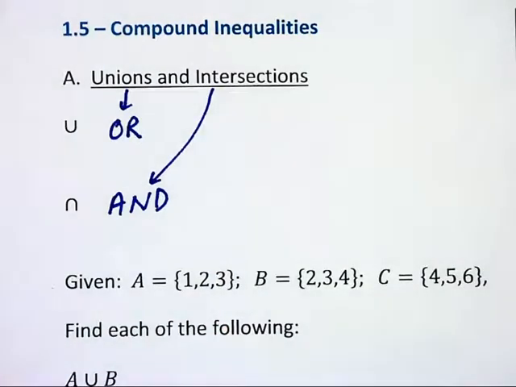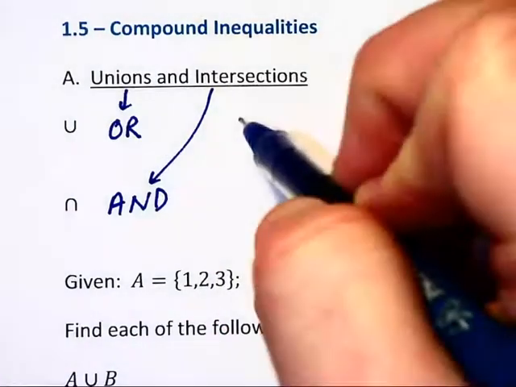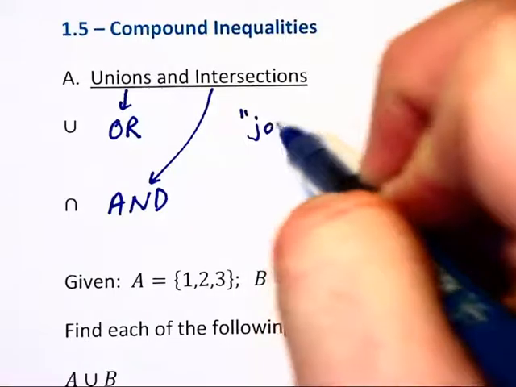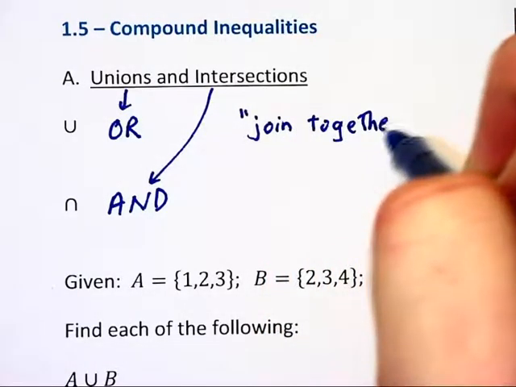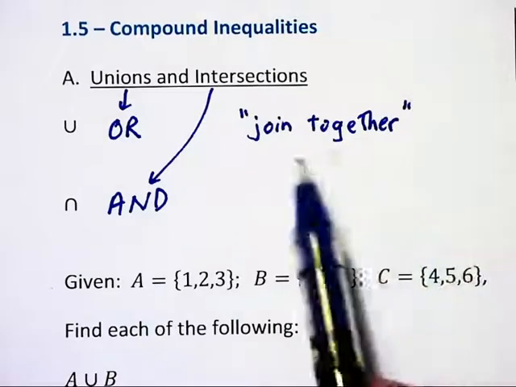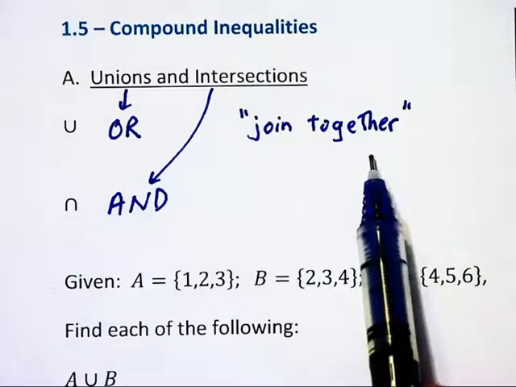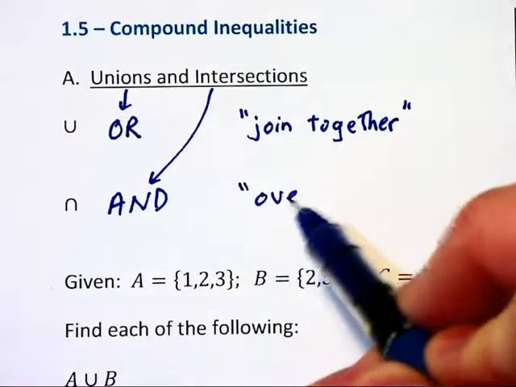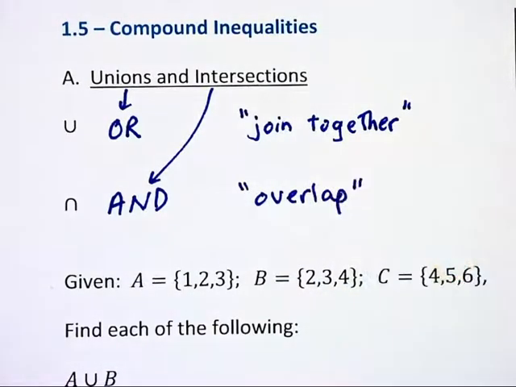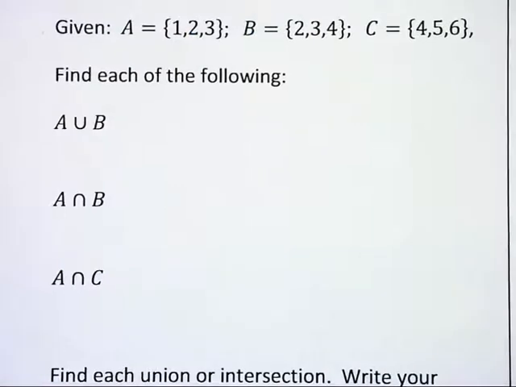Anytime I see the word union, I like to, in my own head, think of the words join together. If we're talking about a wedding and it's the union of two people, that is a joining together. In intersection, I like to think of the word overlap. The best way to understand how a union or intersection works is to deal with sets.